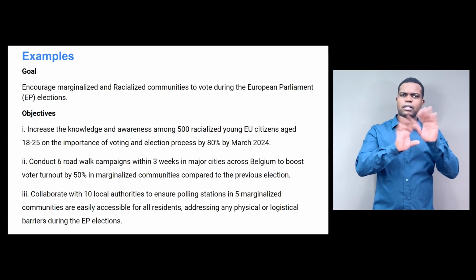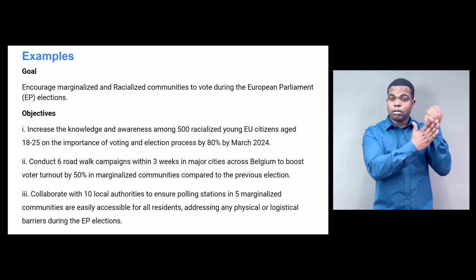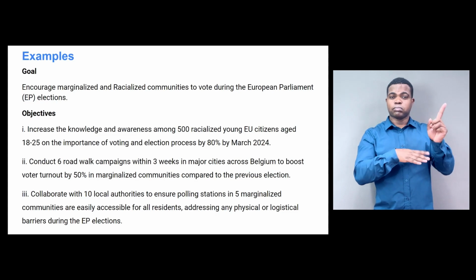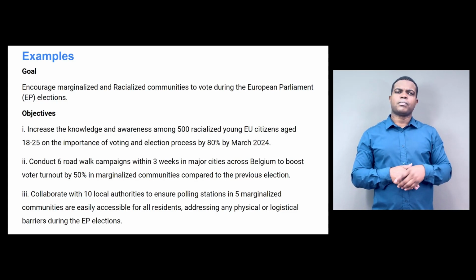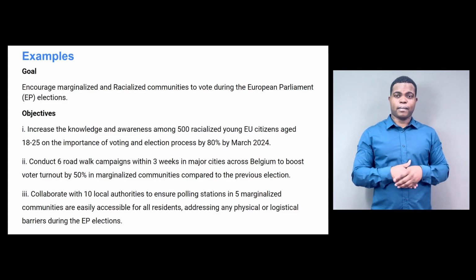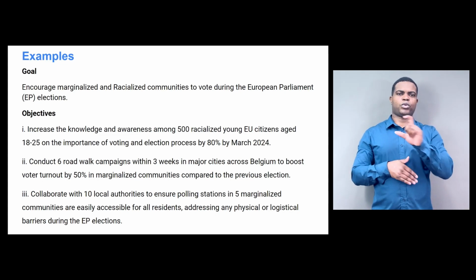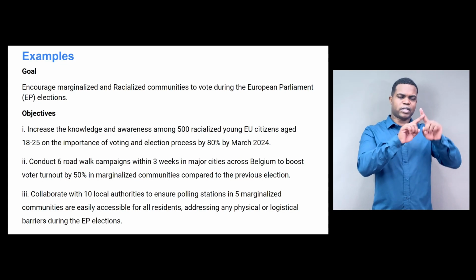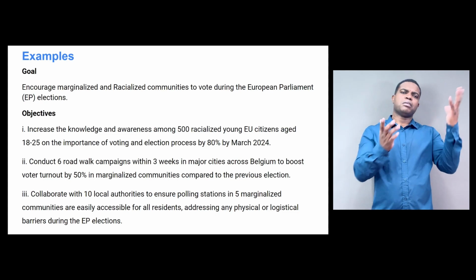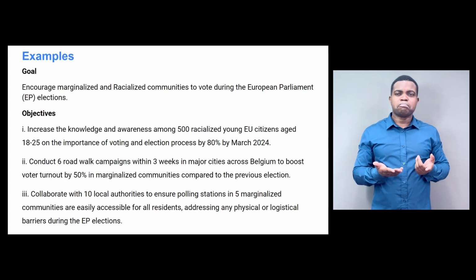Is it measurable? Yes, we have the 50% indicator here. Then, is it achievable? Can you conduct 6 roadworks within 3 weeks? So if you want to spend 3 weeks, that means you can break it down. You can decide to have 2 roadworks in a week across different cities in Belgium. So it seems achievable.